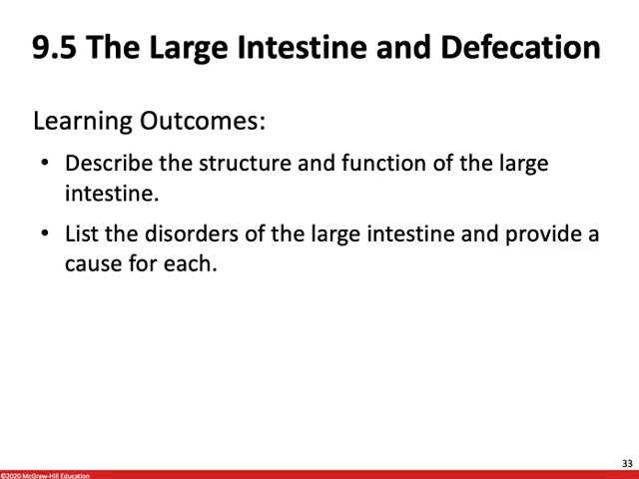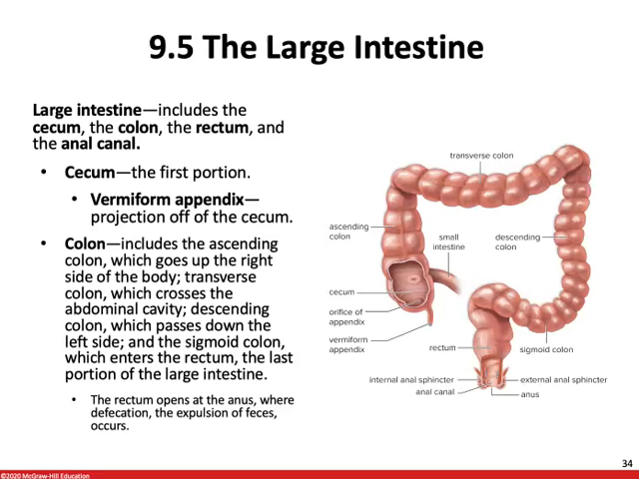All right, now we need to finish out the process of digestion with the large intestine and defecation. So the large intestine is going to contain the cecum, the colon, and the rectum, as well as the anal canal. The large intestine is called such because it is much larger in diameter than the small intestine, but it is significantly shorter in length.